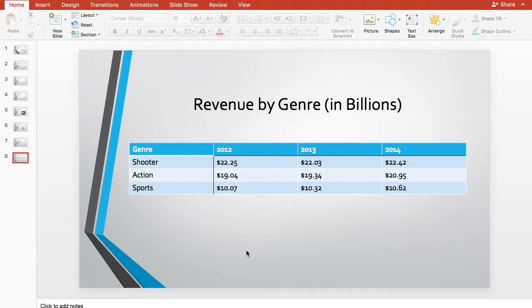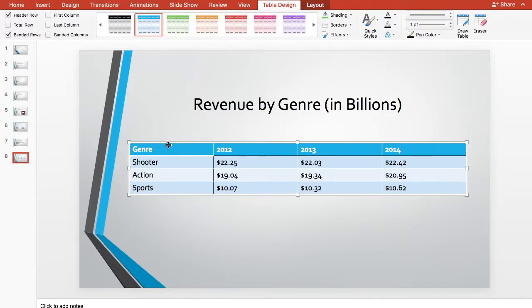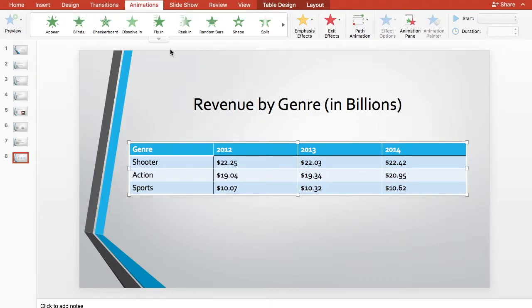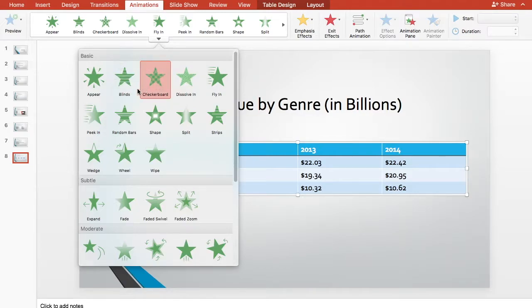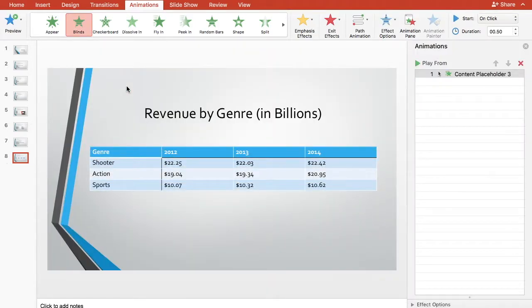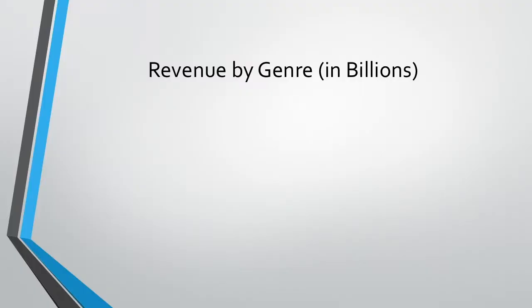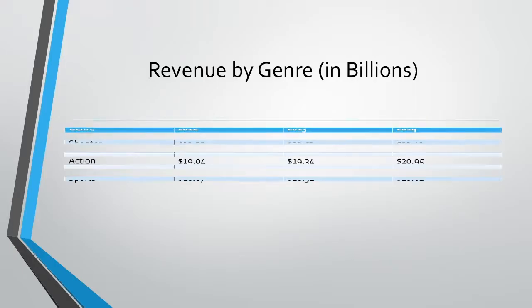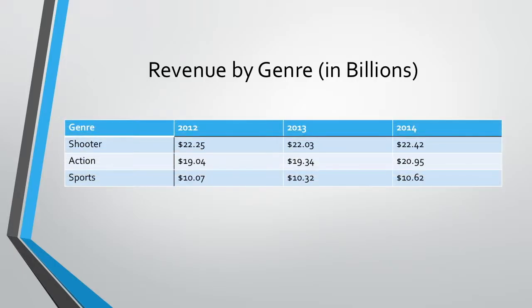But now let's move on to animating the table. So in order to animate the table, what you want to do is simply click on the table and go over to the animations tab. Once you're here, you could click on any of these animations listed here. So for instance, I'll just use this animation right here. And so let's just preview this slide to see how it works. And there you have it.